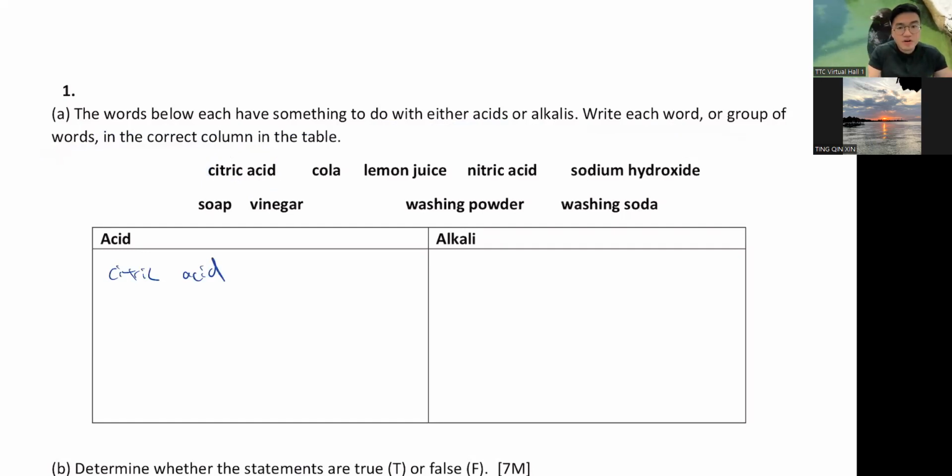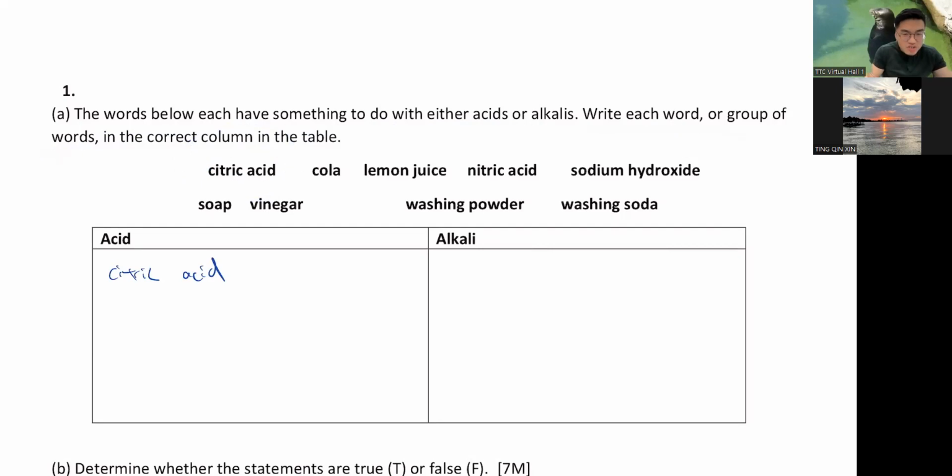This thing is found in your citrus fruit. 酸酸的水果里面都会有 citric acid, 好像 lemon, orange, kiwi, pineapple, anything that is sour lah. Anyway, next, cola.